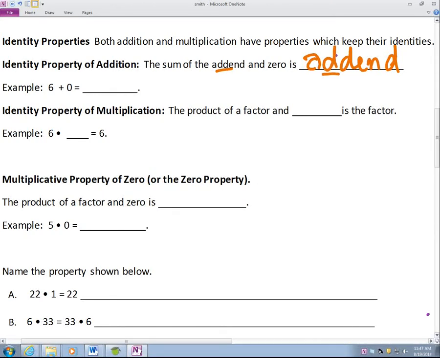For example, 6 plus 0 is 6. Now here's the difference from kindergarten math. 6 plus 0 equals 6. Compared to pre-algebra, what you're doing now is seeing why. It's called the identity property of addition. It's not just, this is how it is.